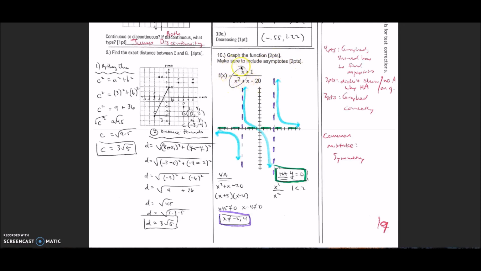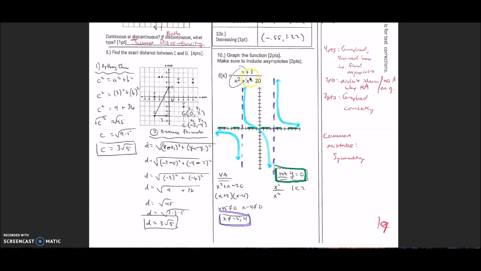You could circle it. Looking at the exponents, that's a 1 and that's a 2. 1 is less than 2. I showed that right here. Therefore, you have a horizontal asymptote at y equals 0. I put that in green. So y equals 0 is actually on the x-axis itself.